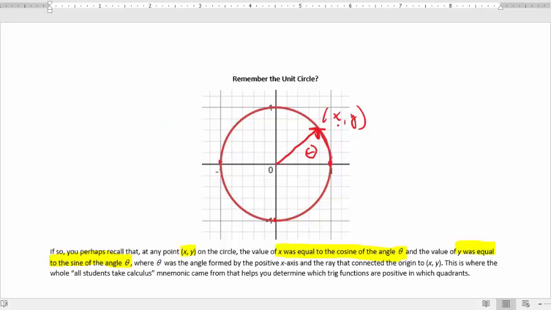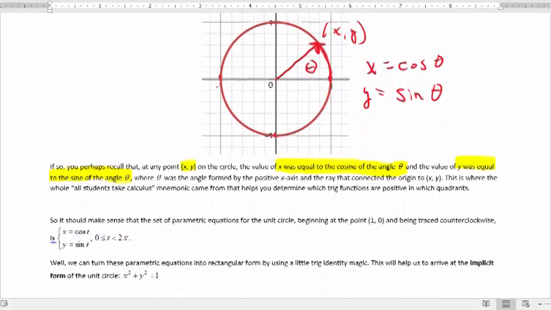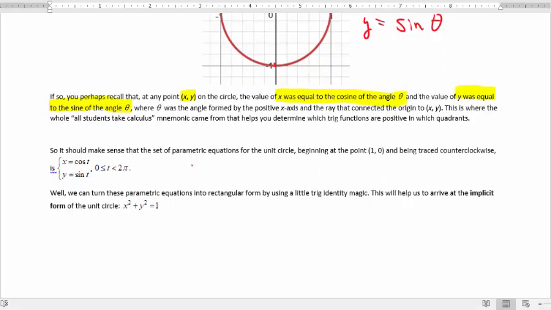So since we know that x was always the cosine of theta and y was always the sine of theta, it shouldn't be surprising that the set of parametric equations for the unit circle, if you're starting at the point (1, 0) and tracing it out counterclockwise, would just be x equals the cosine of t and y equals the sine of t, right? And you're letting t go from 0 to 2 pi, so you're tracing it out exactly one time.